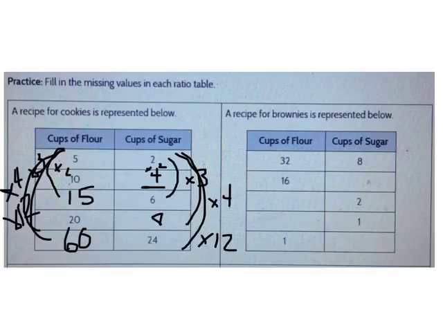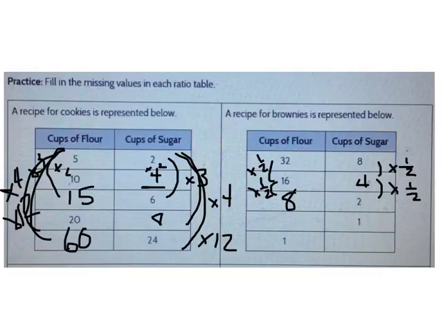Now let's look at the next table. A recipe for brownies is represented below. How many cups of sugar would 16 cups of flour require? Well, 32 times 1/2 is 16. 8 times 1/2 is 4. How many cups of flour would 2 cups of sugar require? Well, 4 times 1/2 is 2. 16 times 1/2 is 8.